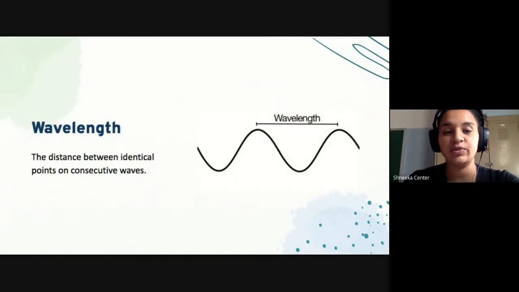Wavelength is the distance between identical points on consecutive waves. So this top point is the point that we're measuring from, or measuring the distance between, and we're seeing the distance between this first wavelength's highest point and the second wavelength's highest point.